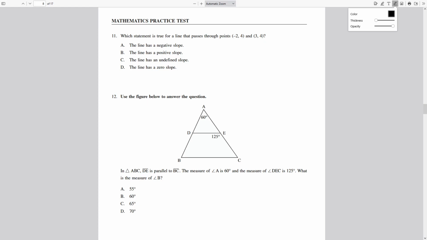Which statement is true for a line that passes through points -2, 4, and 3, 4? So, yeah. It's like this, because this is at 4. This is -2, this is +3. That is a 0 slope. Yeah, rise over run. Rise is 0. The run is something else. Okay, alright.